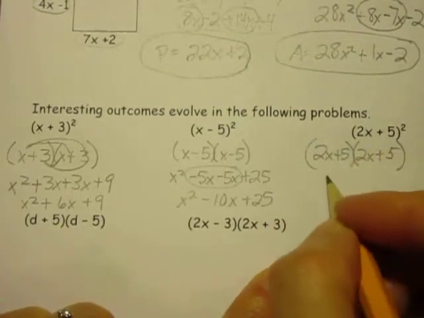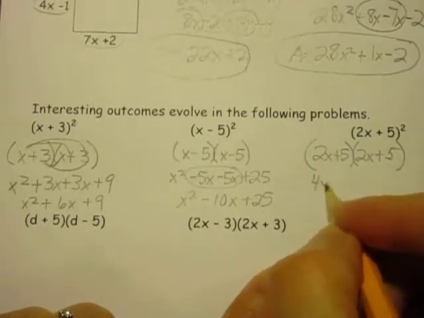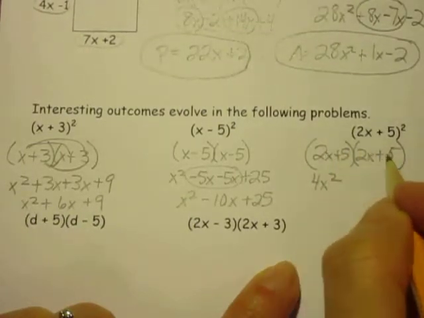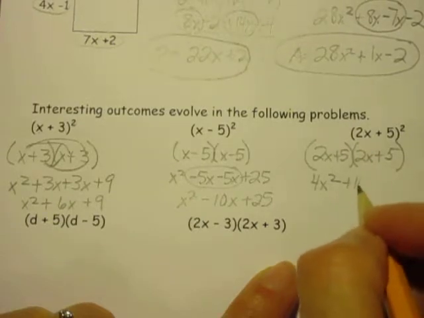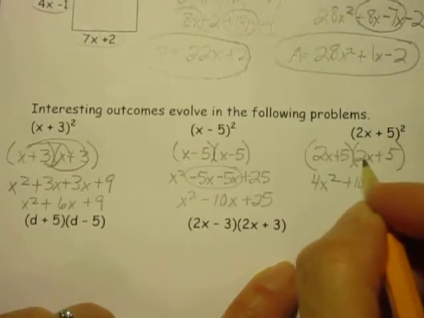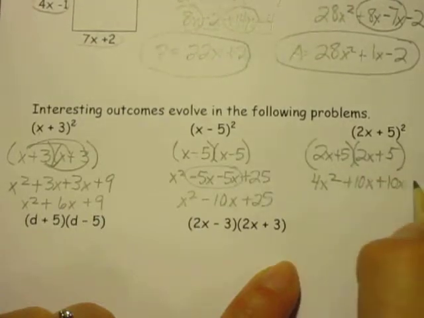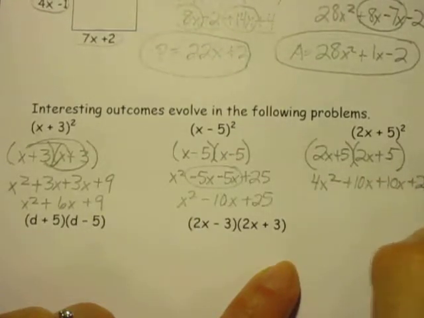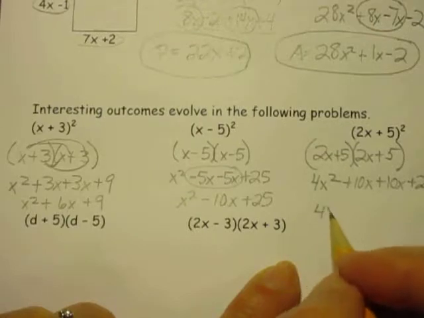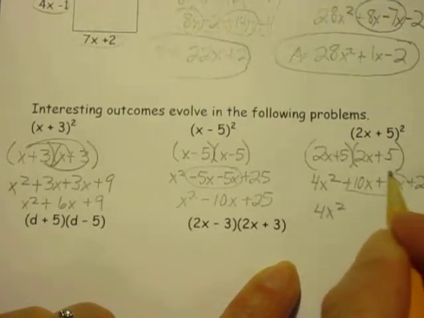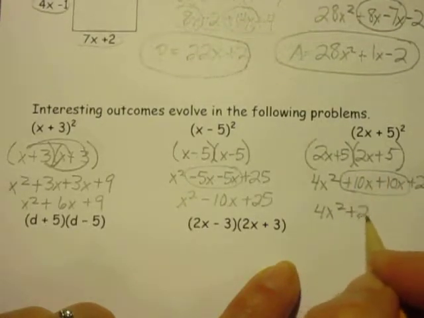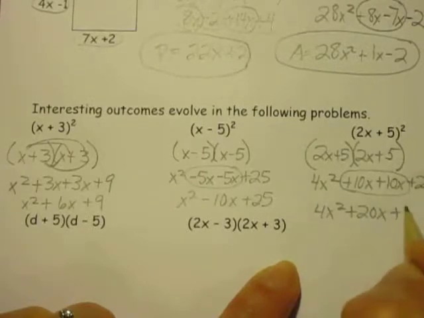So 2x times 2x is going to give us 4x squared. 2x times 5 is going to be plus 10x. 5 times 2x is 10x. 5 times 5 is plus 25. So 4x squared comes down. These two collect to be 20x. And the last term is 25.